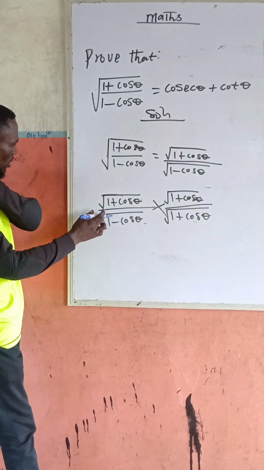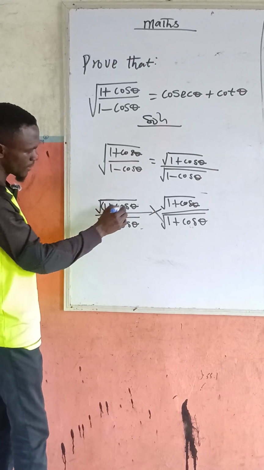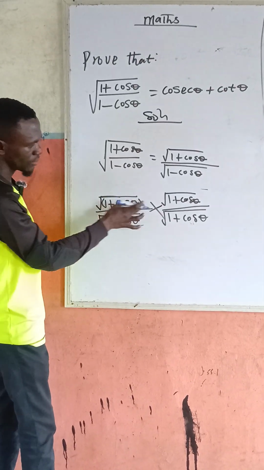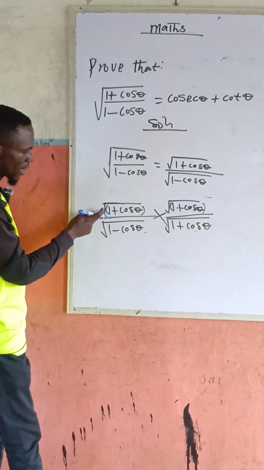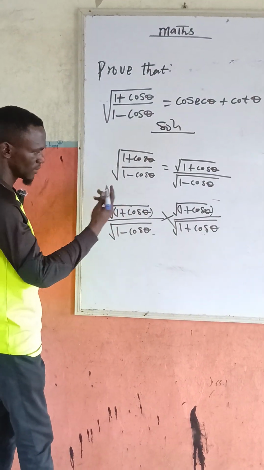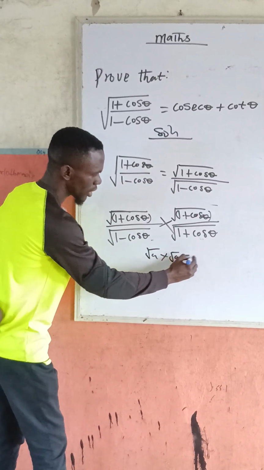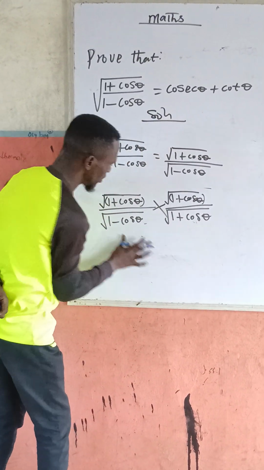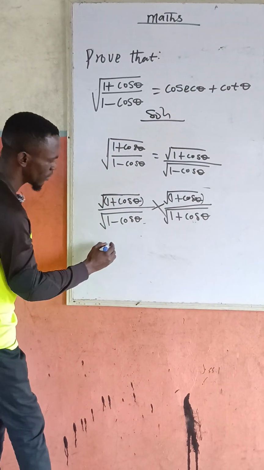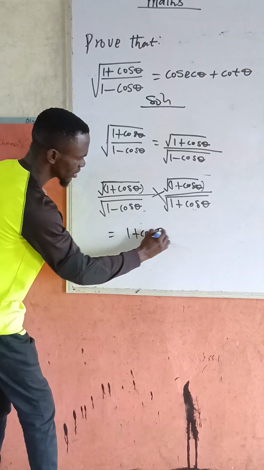So don't forget that this one is a similar surd. They're having the same expression inside the root, the same number inside the root. So we are going to multiply this. When multiplying similar surd, don't forget that when we have root A times root A, we're going to have ordinary A there. That is one of the rules in surd. So now they are actually the same thing. That will give us only 1 plus cos theta.